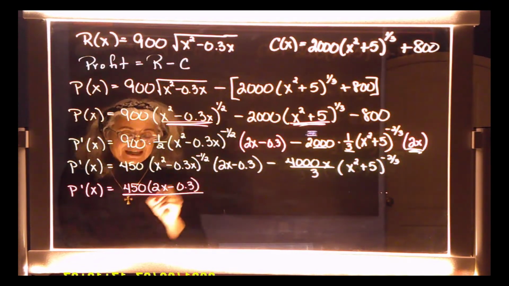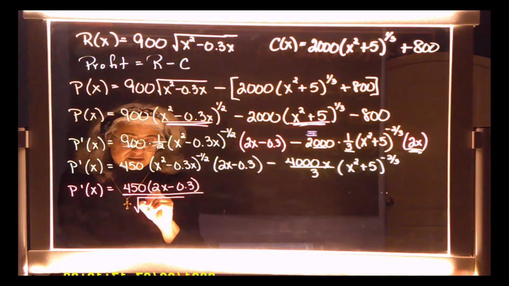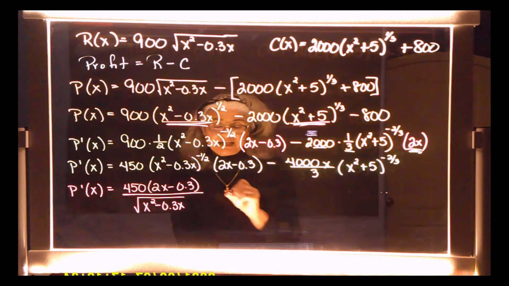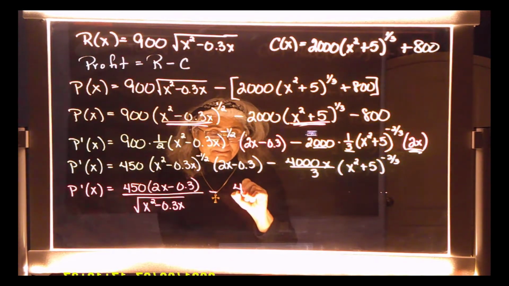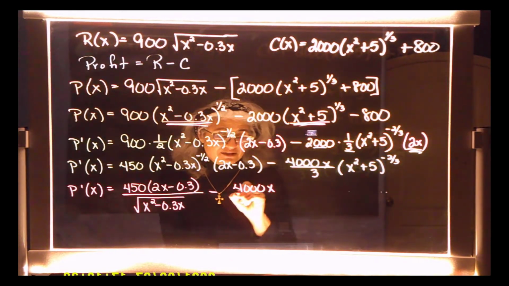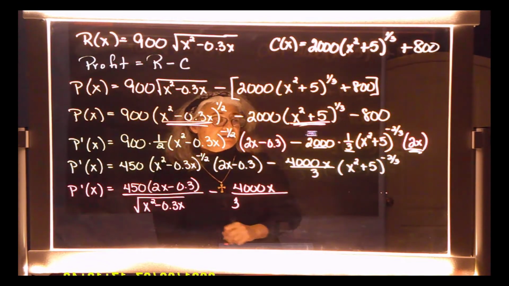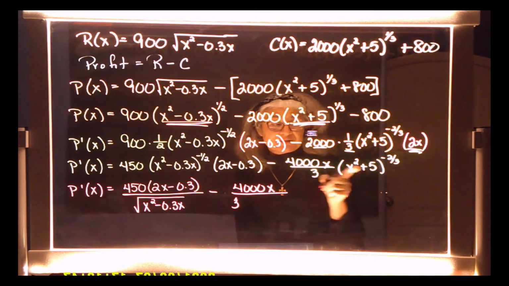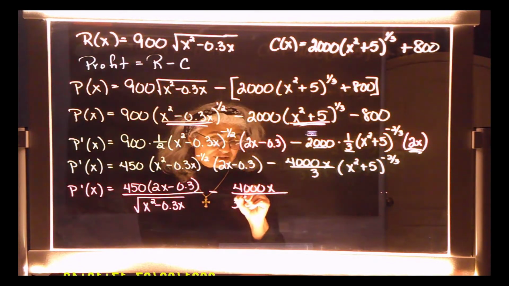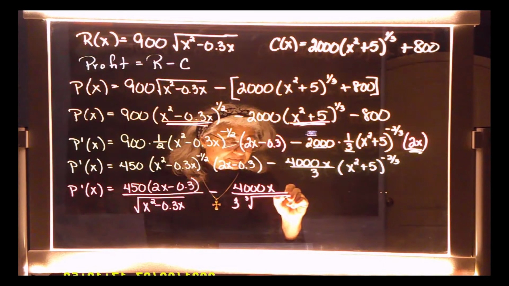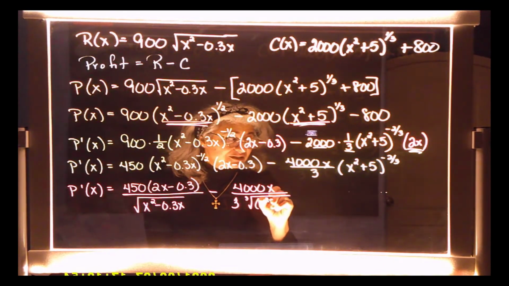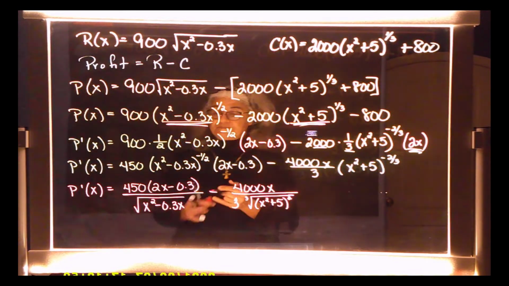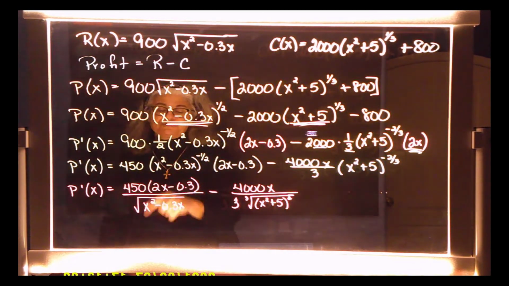Over, yeah, that was a square root, so it's going to remain a square root. X squared minus 0.03x. And now minus 4,000x over 3. Yeah, this negative goes on the bottom. Well, the 3 is already on the bottom, so this is going to go next to it. So it looks like the cubed root of x squared plus 5 to the power of 2. And yes, I can distribute the 450 if I want.